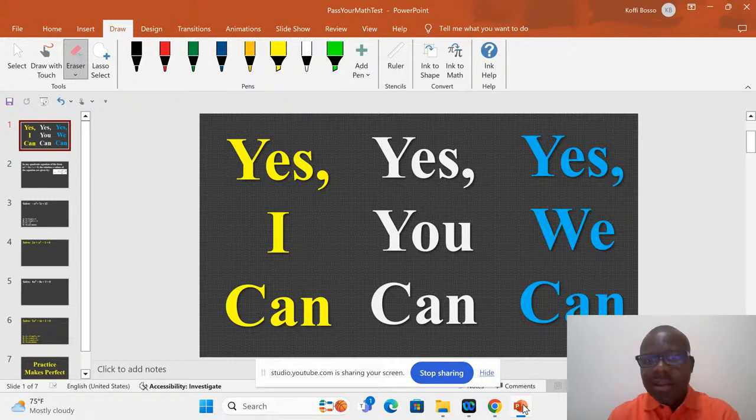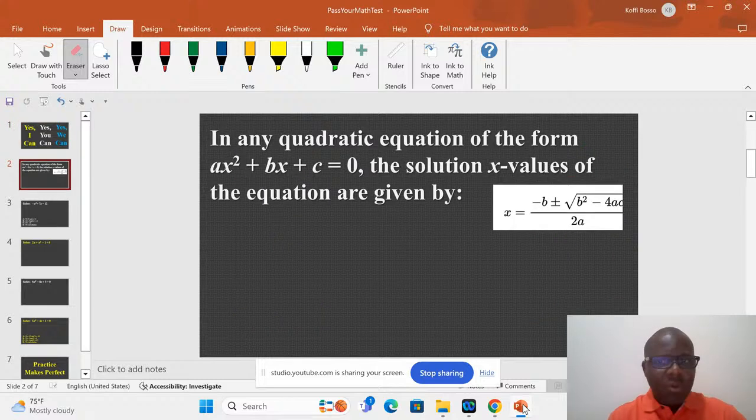Yes, I can. So you have to repeat to yourself that you can. And if I can, that means what? You can. And together we can. So we can do it. So when they say quadratic formula, that's the formula we can use.